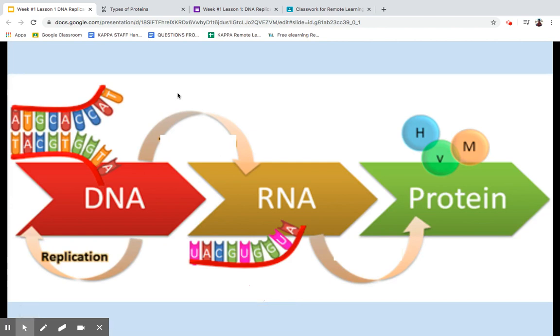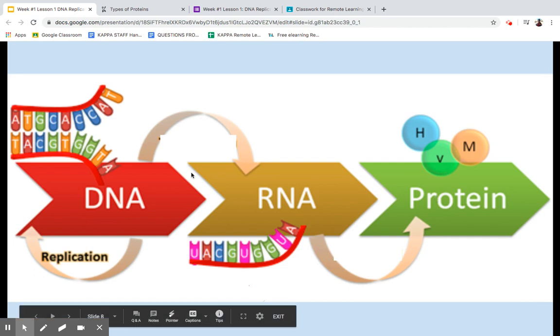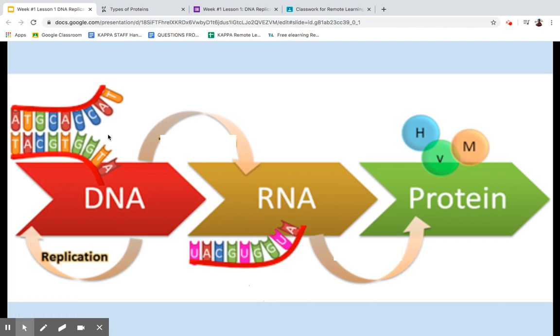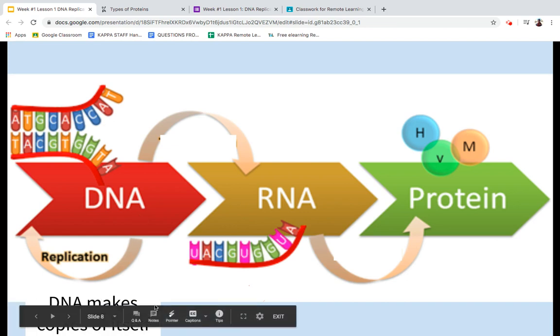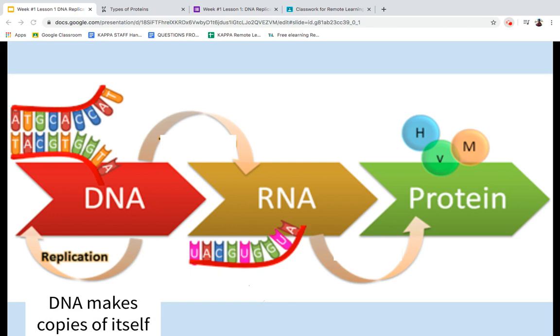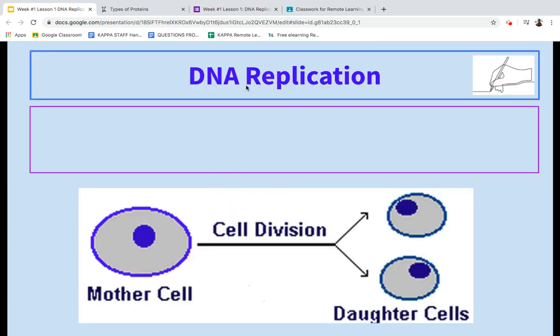All right. So DNA can do all of these things. It can turn into RNA, which eventually turns into a protein, and it can also do something called replication. So if you hear the word replicate, what does that make you think of? Well, replicate means to make a copy. Sorry, this down here says DNA copies itself. So DNA can make a copy of itself. DNA replication is exactly that.